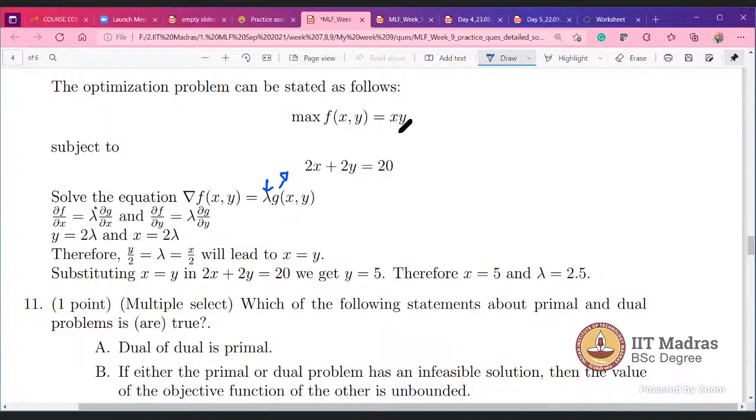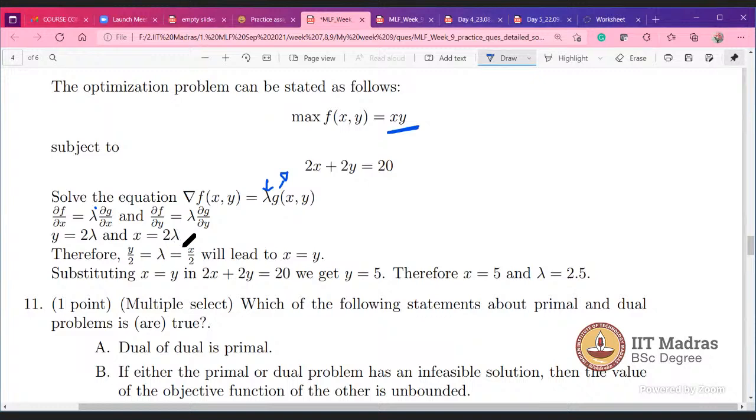So when you differentiate this function with respect to x, you will get y. And if you differentiate with respect to y, you will get x. So y is equal to lambda into the derivative of 2x plus 2y minus 20. At that time, you will get 2 lambda. So y equal to 2 lambda. That's your first equation. The second equation, x equal to 2 lambda. So here your lambda is equal to y by 2.